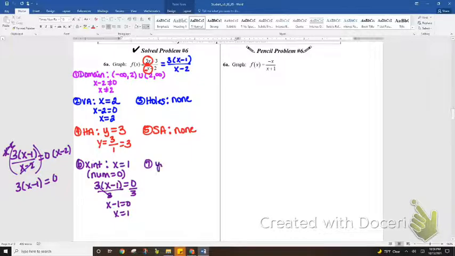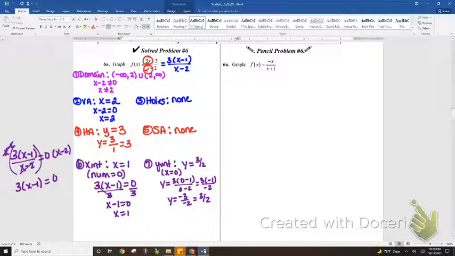Alright, then we got our y-intercept. Remember, the y-intercept is where we let x equal 0 and solve for y. And so we got y equals 3 times 0 minus 1 over 0 minus 2. So 3 times negative 1 over negative 2. And so we get y equals negative 3 over negative 2, which is just 3 over 2. So my y-intercept is at 3/2, or you could say 1.5.